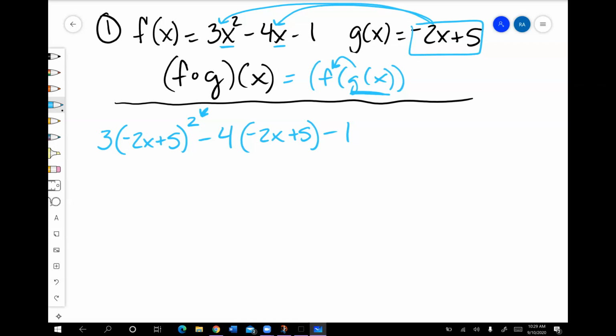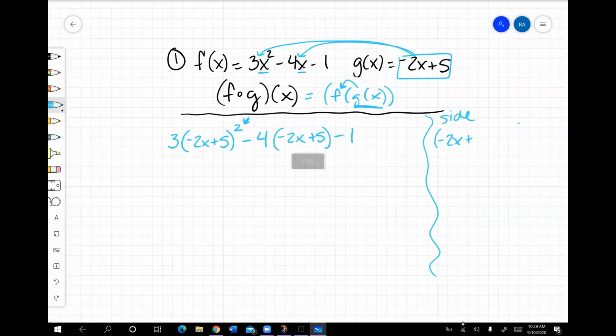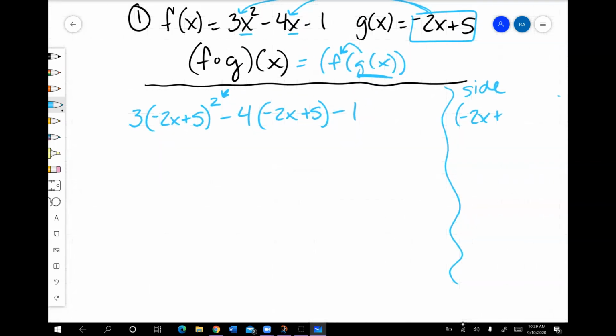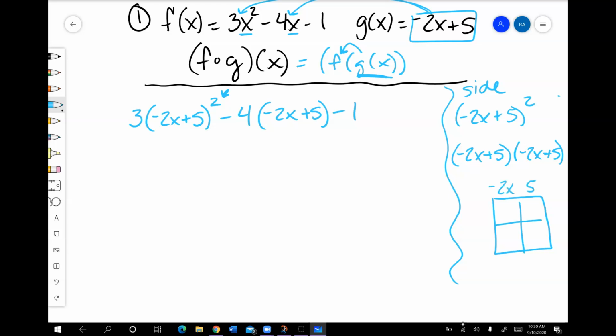That squared, go over here to a side note: the negative 2x plus 5 squared means there are 2 of them, okay? And what do you do when you have 2 binomials? You learned this in math too. When you have 2 binomials, you're going to use double distribution, okay? And we'll use the box method, okay? So when you have a quantity squared, you have to use the box method. So we're going to say negative 2x plus 5 right here. Negative 2x plus 5. Okay, you should be remembering this.